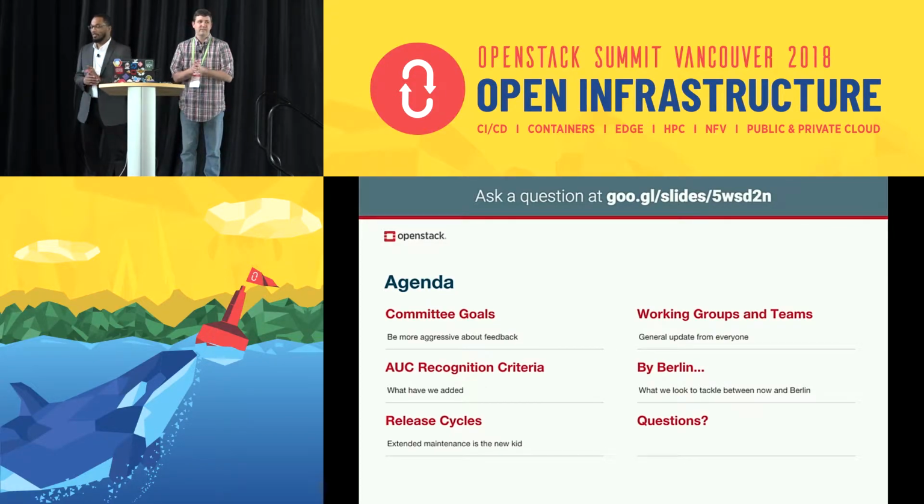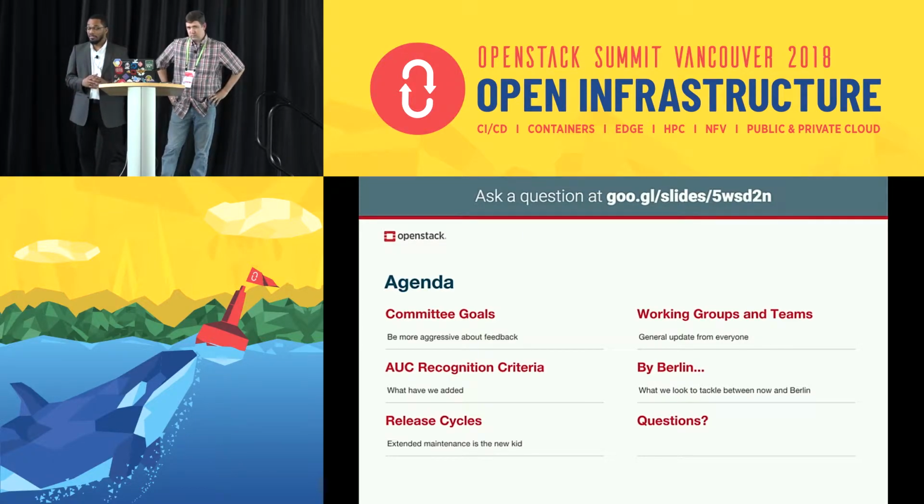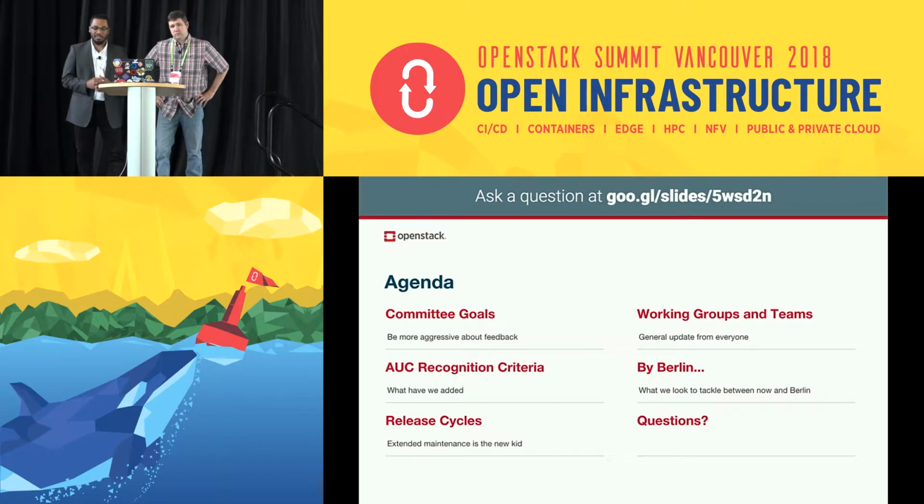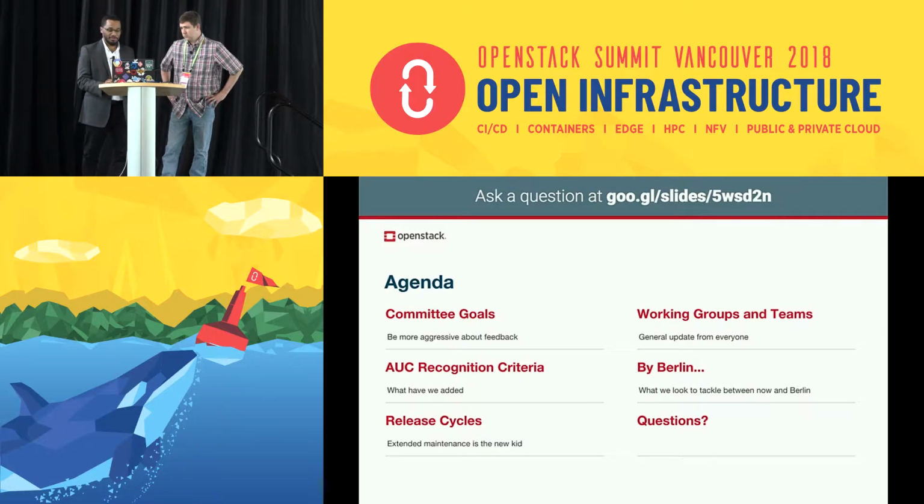So here's the agenda really quick. We're going to touch on the committee goals, and then we'll talk about AUC recognition criteria, how we've broadened that out. We'll also talk about the release cycles, which has recently been changed, as you heard in today's keynote. We'll talk about some of the working groups and teams that we're working very closely with, and some things that we're looking at accomplishing by Berlin, and then give some time for questions.